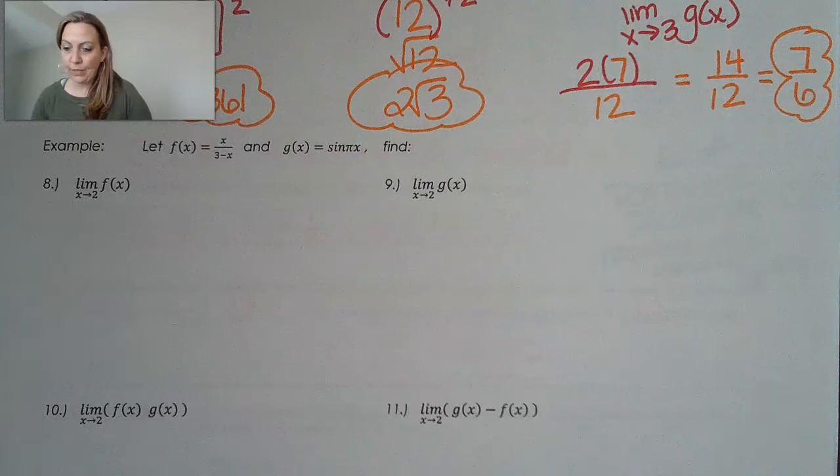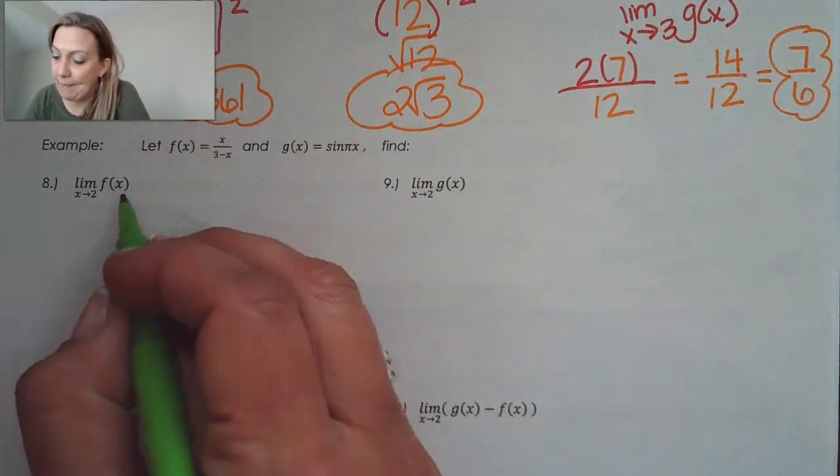So in number 8, what we can do is we can say that we have the limit as x approaches 2 of f of x.